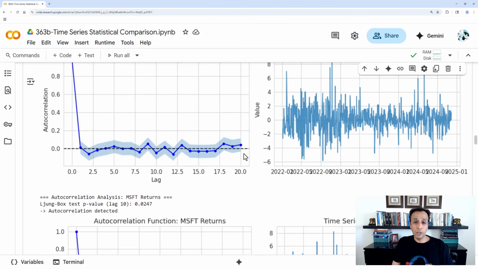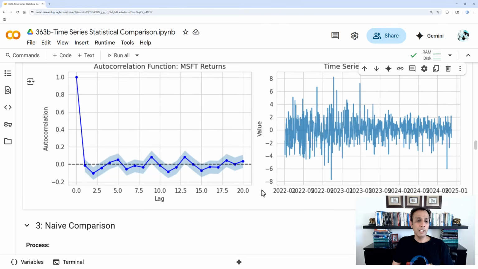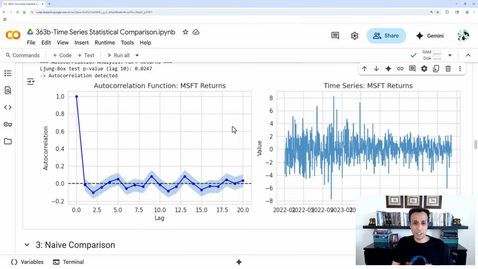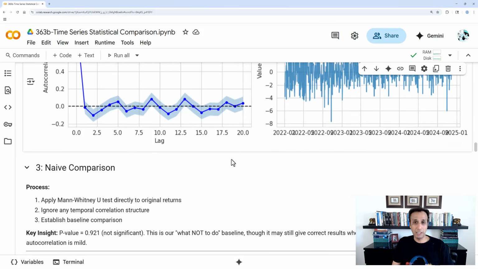In this case, no autocorrelation. Great, fine. But let's go ahead and perform our naive comparison. This is just checking whether autocorrelation exists or not. We'll take care of that in a minute.